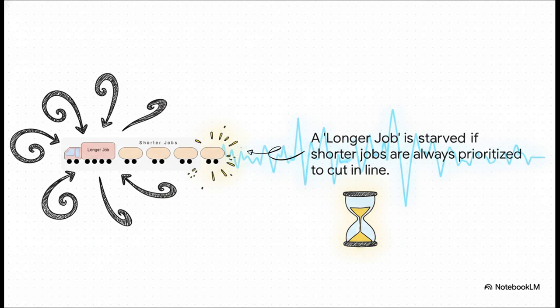Imagine that big truck is a really long, complex job. If the system's scheduler is set up to always prioritize smaller, quicker jobs, the little cars, that big truck might end up waiting forever. It's effectively starved of the CPU time it needs to finally get its work done.